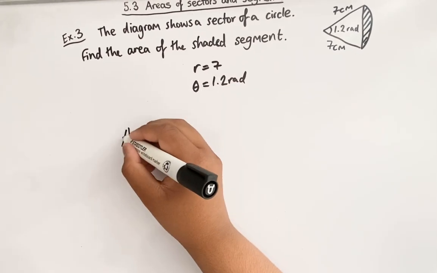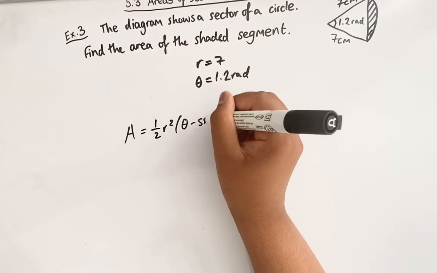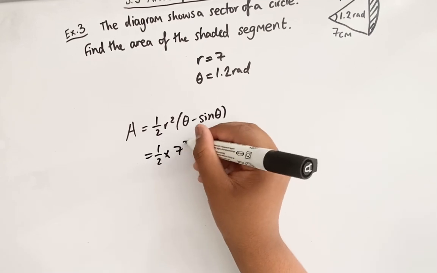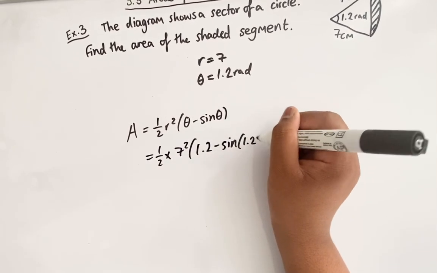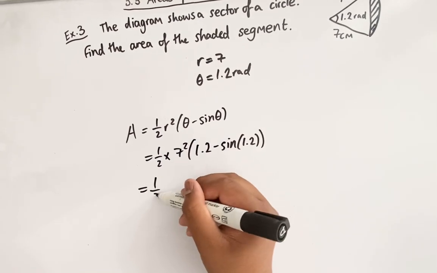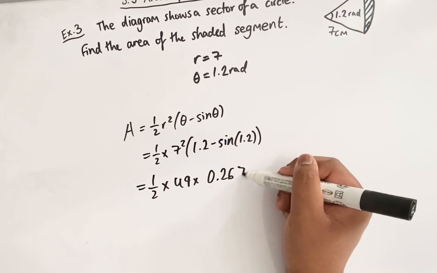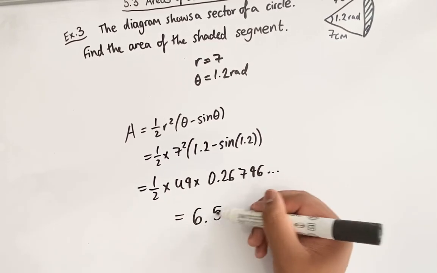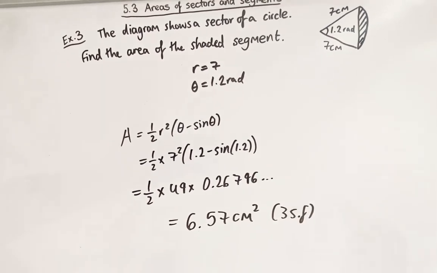And so we know that A equals a half r squared times theta minus sine theta, which is a half times 7 squared times 1.2 minus sine of 1.2, which is a half times 49 times about 0.26797, which gives you 6.57 cm squared to 3SF. And that's about it.